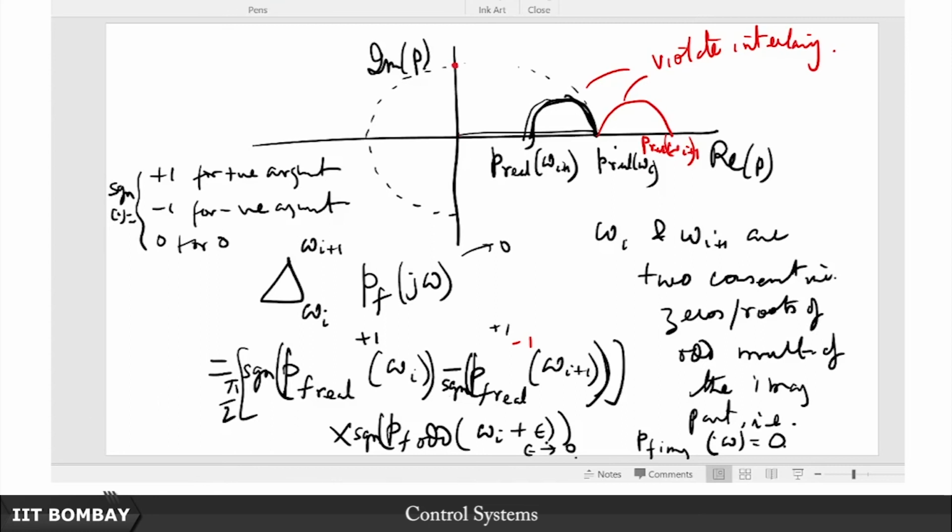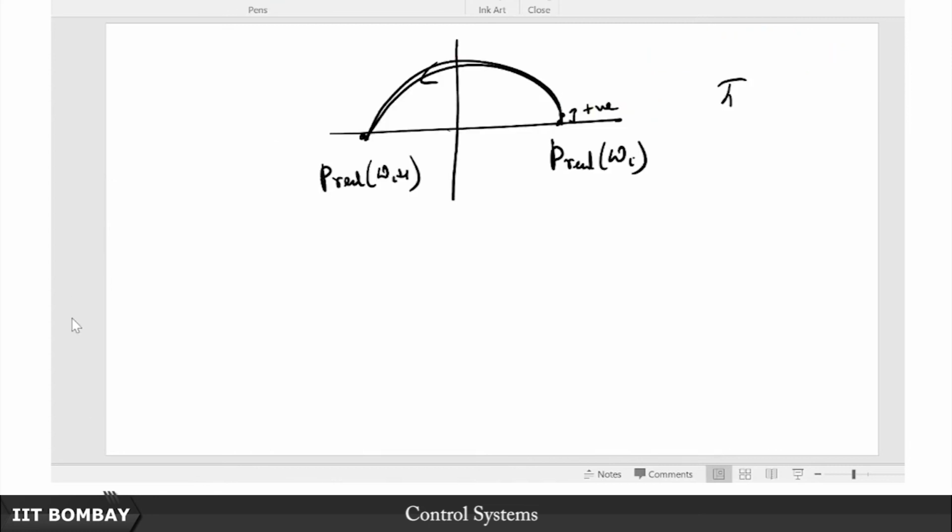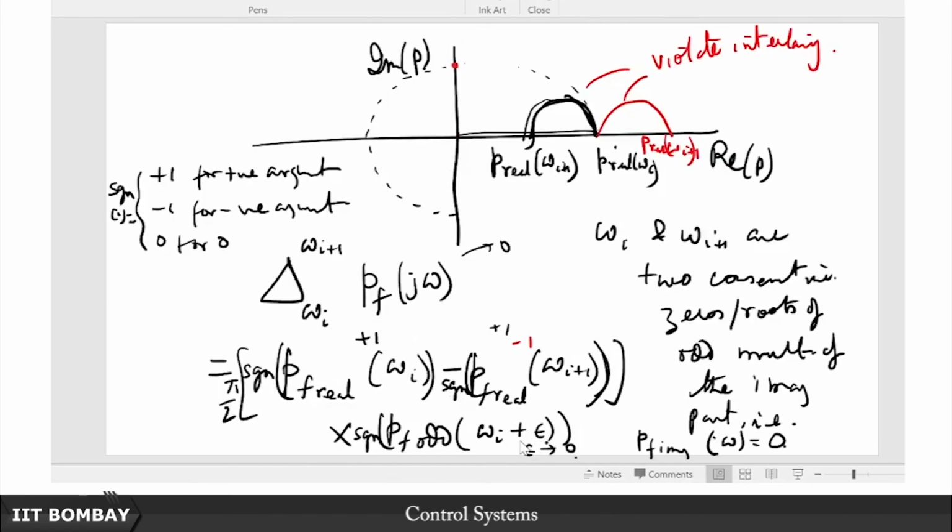So I urge you, as a part of an exercise, to check out the different special cases, other cases. For example, suppose you have your omega I here and p real of omega I plus 1 here. In that case also you will see that the net rotation, as expected, should be pi. On the other hand, if these roles are reversed, you would see that this expression actually spits out the right result.